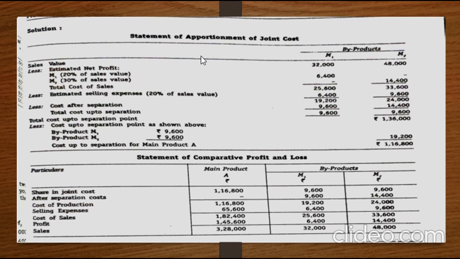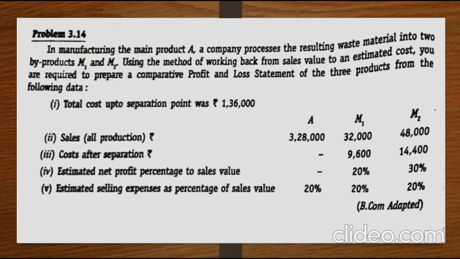So now we first calculate the statement of apportionment of M1 and M2, because in the question they have given the total cost of A, M1 and M2: total cost up to separation point was 1,36,000. Then they have given sales separately for M1, M2 and 3,28,000 for A, the main product. Then cost after separation is given as 9,600 and 14,400. That is the cost incurred after dividing the main product and the two byproducts.